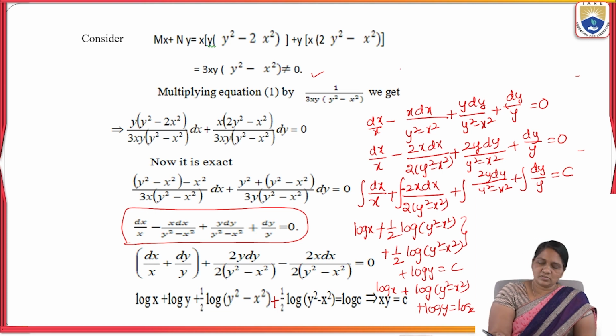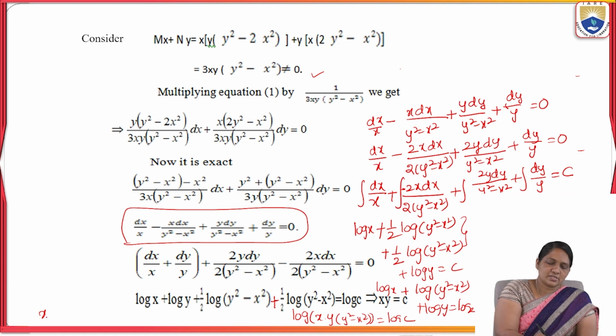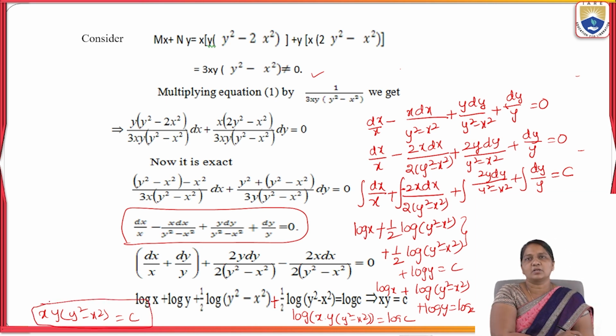So all terms are in log, so that's why I'm taking here. So log of x into y square minus x square equal to log c. So finally answer is xy into y square minus x square equal to c. This is the general solution of given equation. So here little bit one term is not there. So xy into y square minus x square equal to c. So here I can write plus or minus. Then it will be clear to you. So this is the way to solve the given non-exact differential equation.